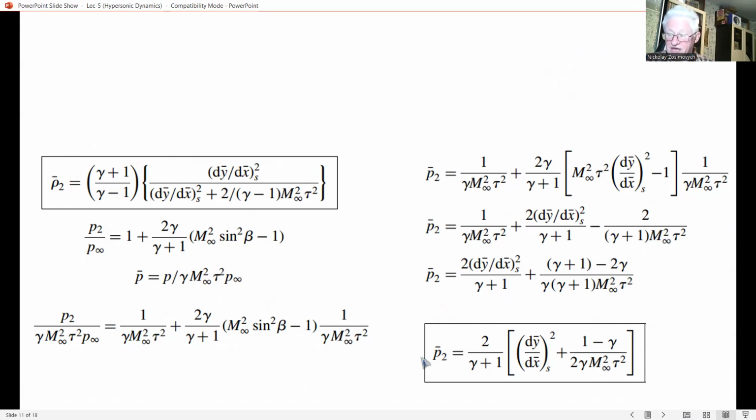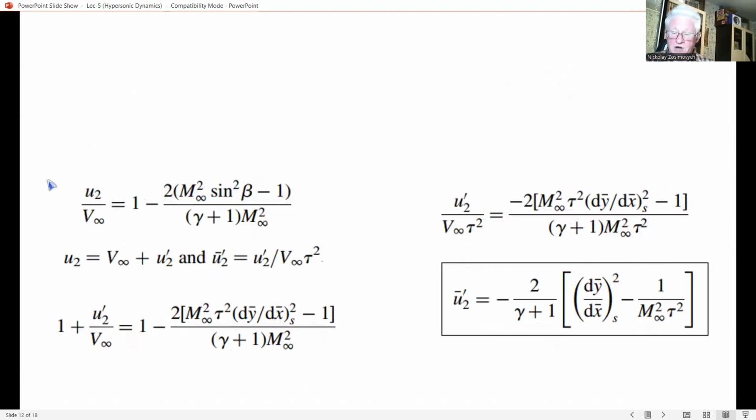After transformation, we can set these bottom equations here: 2 over gamma plus 1, an expression from dy average over dx for slender body squared, plus 1 minus gamma in the numerator. In the denominator, 2 gamma M infinity squared times tau squared. Repeating this equation, we can write the expression for u2 over u infinity: 1 minus 2 over M infinity squared in parentheses times sine squared beta minus 1. In the denominator, we have simply gamma plus 1 in parentheses times M infinity squared. And recalling that u2 is this expression and u2 stretch average is this one, we get the next two expressions, 1 and 2. And finally, we arrive at this expression at the bottom.